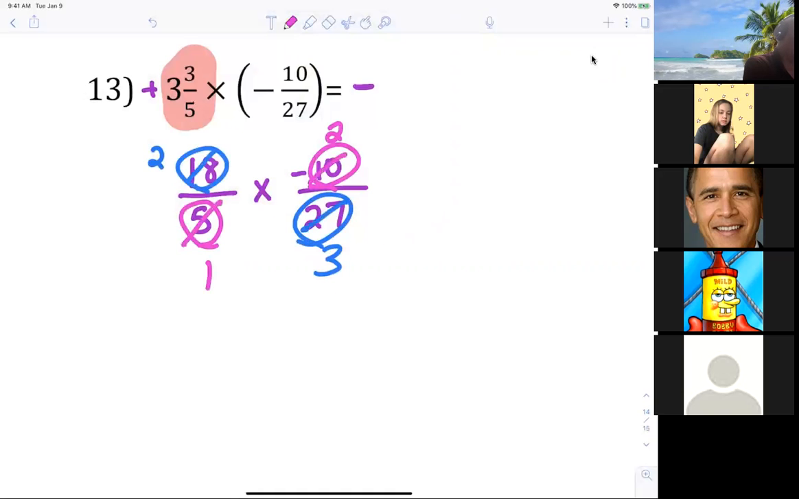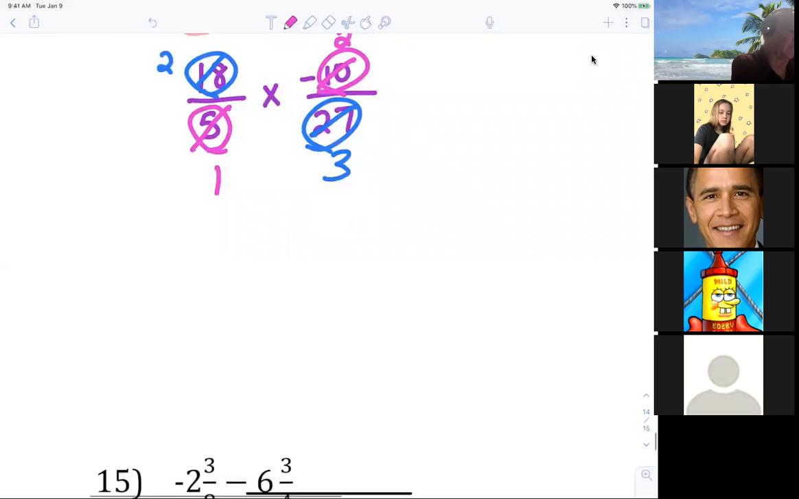2 times 2, 4, 1 times 3, 3. So my final answer to that multiplication is negative 4/3. When you get to advanced math, we can leave it as an improper fraction. All right? Everybody good? Please speak up.